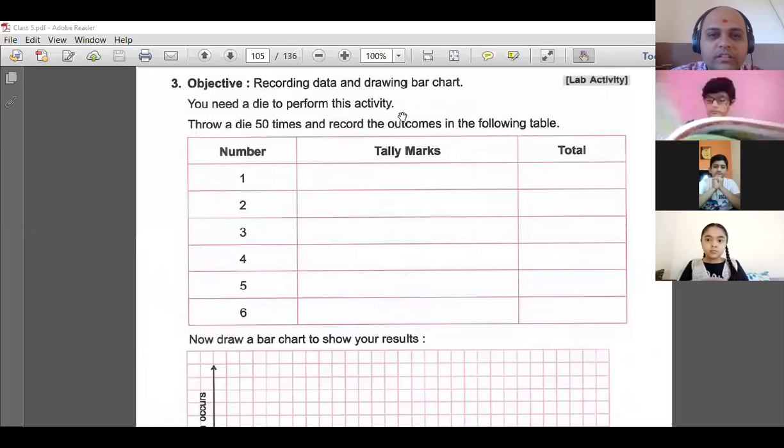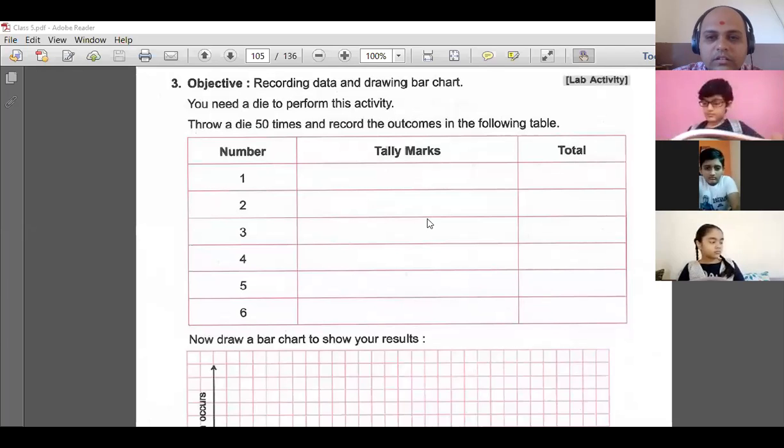Let me take you to that page. Page number 105. Okay, let's see. There you are, right? Recording data and drawing a bar chart. Recording the data and drawing a bar chart. You need a die to perform this activity. This activity you can do. Give me a second. Please hold on.